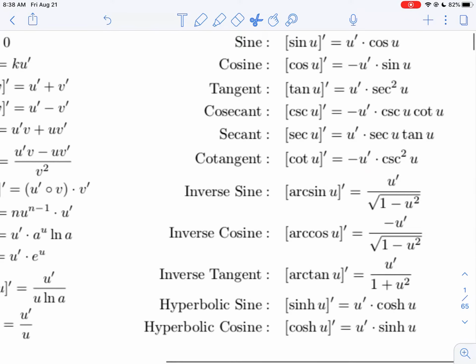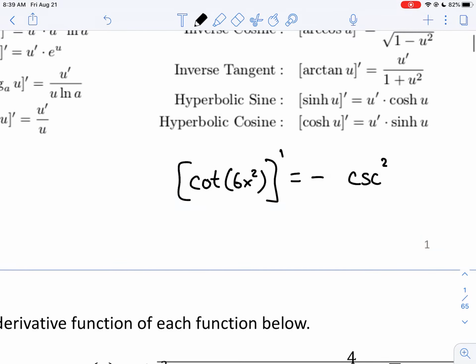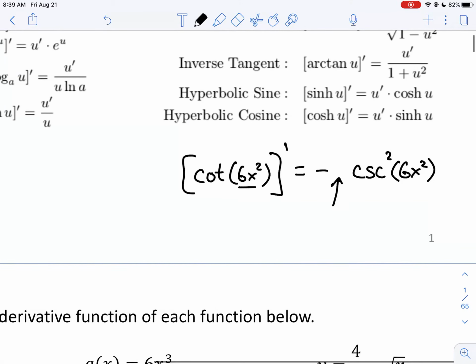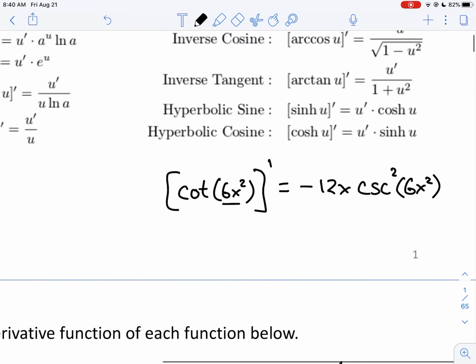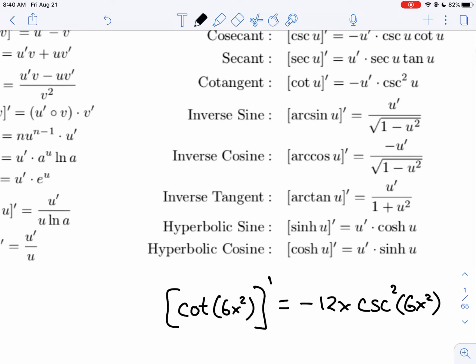Let's just do one example here. Let's do the derivative of cotangent of 6x squared. So the derivative of cotangent is negative cosecant squared. Now the argument of the cosecant squared is the same argument that's here, so 6x squared shows up again. And then the chain rule says multiply this trig function by the derivative of 6x squared, which is 12x. All right, so this is an example that is applying this general formula right here in the specific case where u is 6x squared.